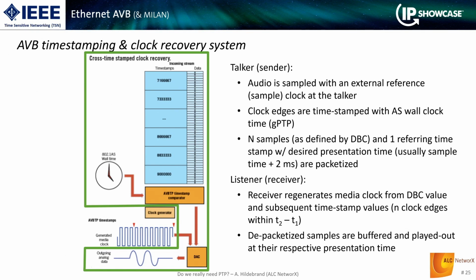So the difference between AES67 2110 and AVB is that AES67 always has synchronous media clocks everywhere. AVB has just the reference clock time everywhere, but has free running asynchronous media clocks or sample frequencies.